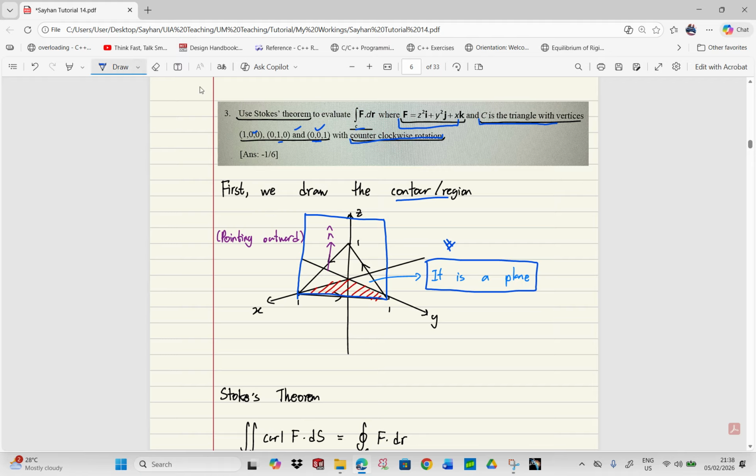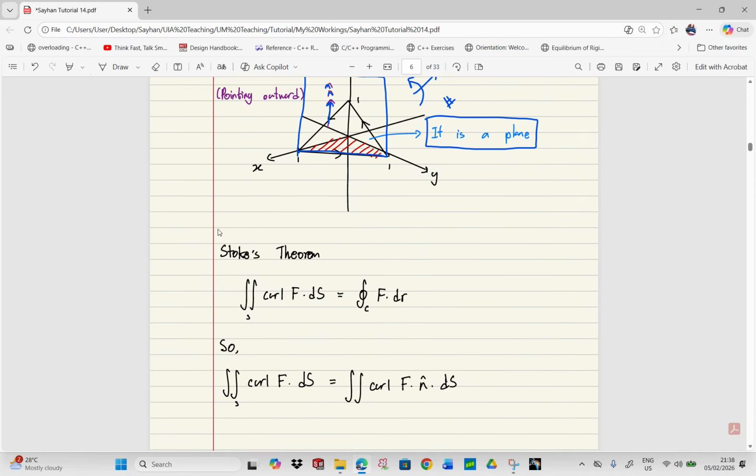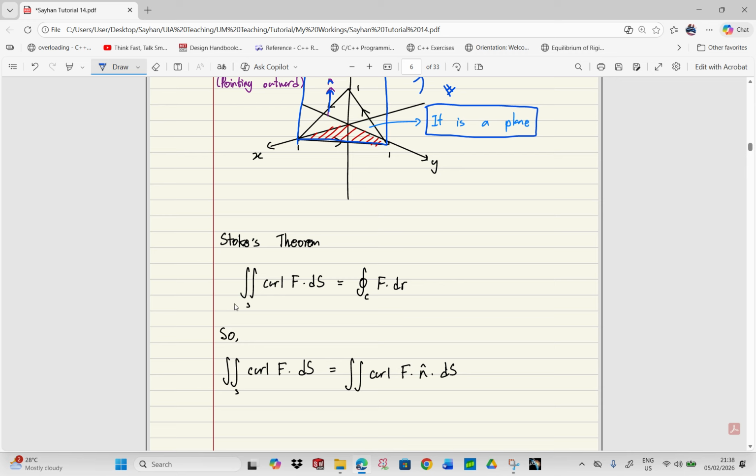And when they say counterclockwise orientation, that means our normal vector is perpendicular to the plane and going upwards, because using the right hand rule with counterclockwise, your normal vector will go upwards. So in this case it's pointing upwards from the plane surface. So what does Stokes theorem say? Stokes theorem gives the relationship between the surface integral, this one, and our closed line integral.